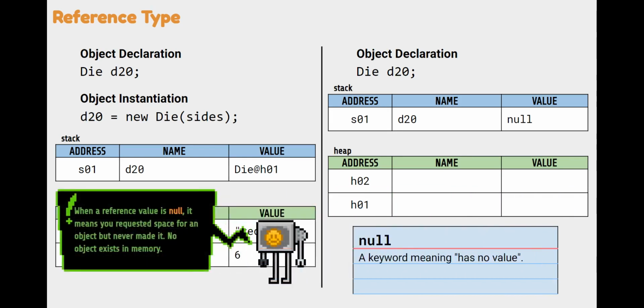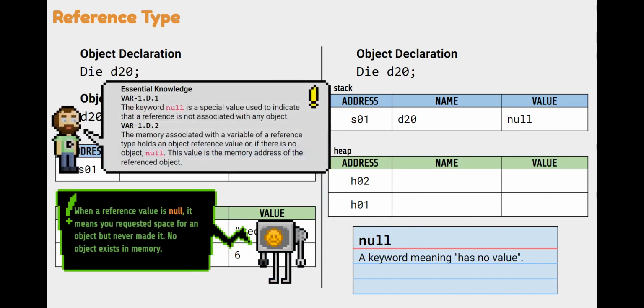When a reference variable is null, it means you requested space for an object but never made it. No object exists in memory. This aligns with our essential knowledge. The keyword null is a special value used to indicate that a reference is not associated with any object. The memory associated with the value of a reference type holds an object reference value, or, if there is no object, null. This value is the memory address of the referenced object.